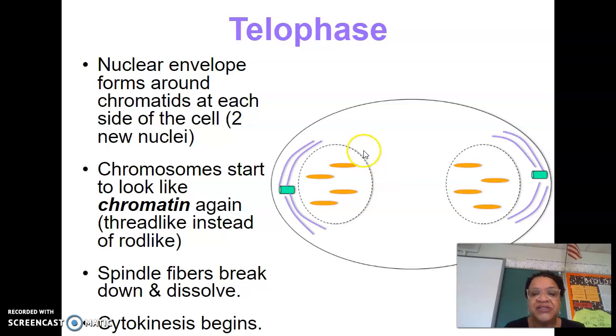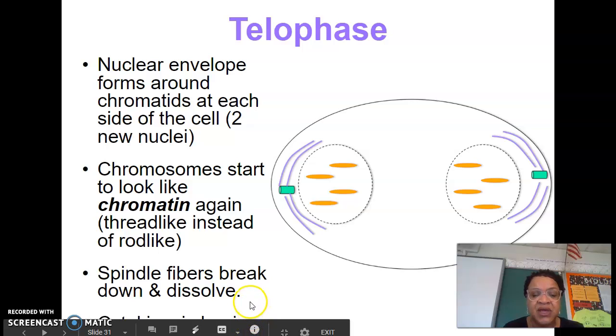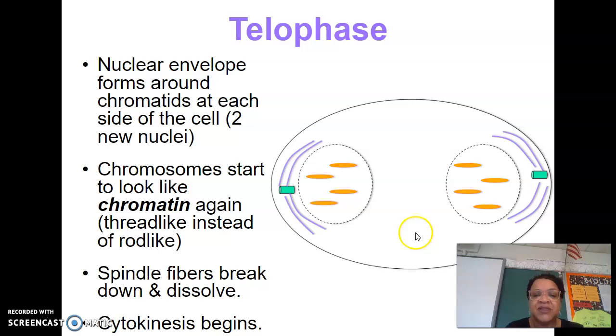Telophase, now you see that the nuclear envelope is starting to reform. You see it's reforming. The cell has elongated a little bit because it's getting ready to split. Telophase is when cytokinesis begins. So that's why you see that the cell has elongated and the nuclear envelope is starting to reform.